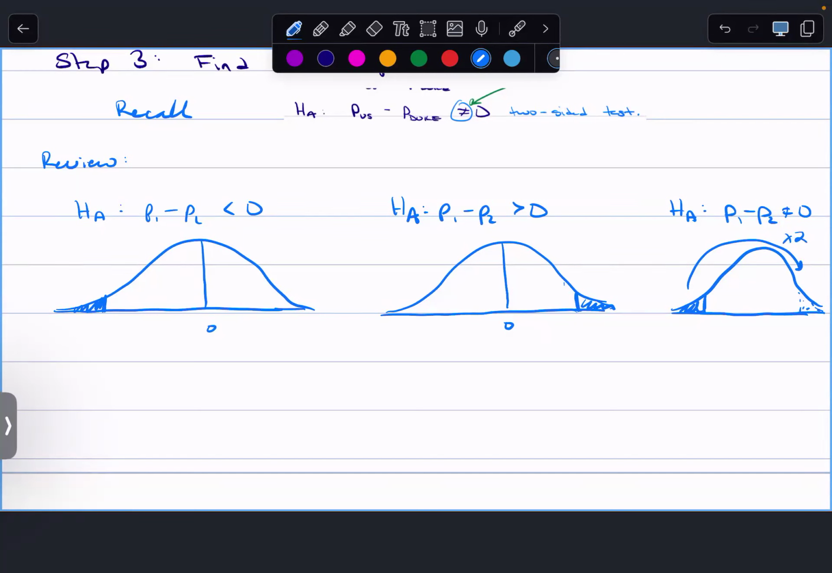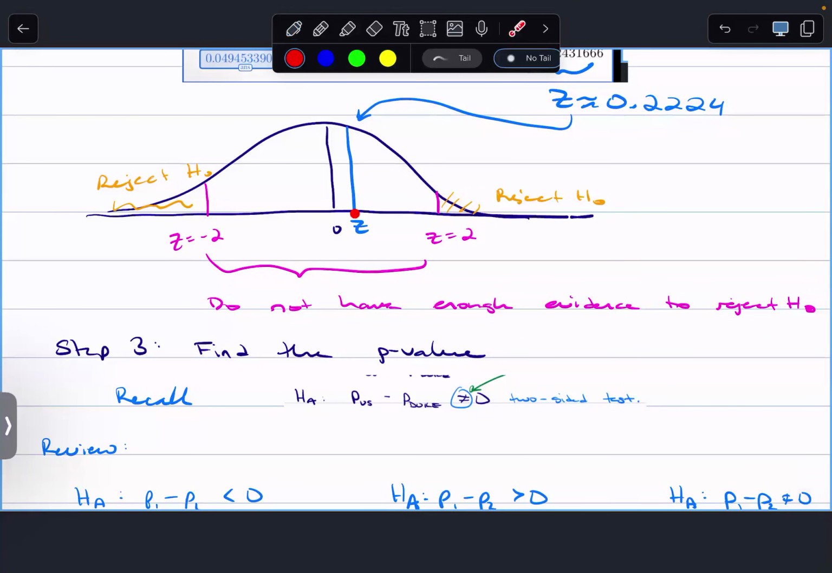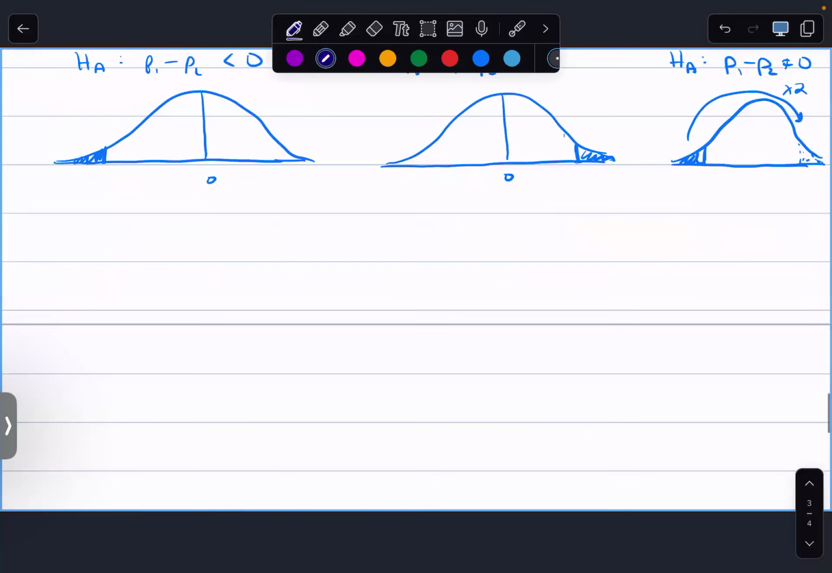So more specifically for us, we have a two-sided test. We have a Z that's very close to 0. So for us, let's draw this out just so we can visualize it.